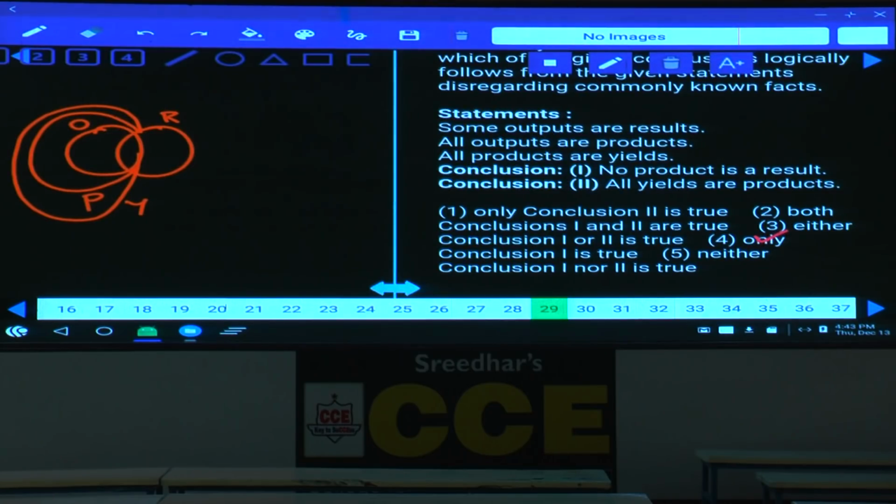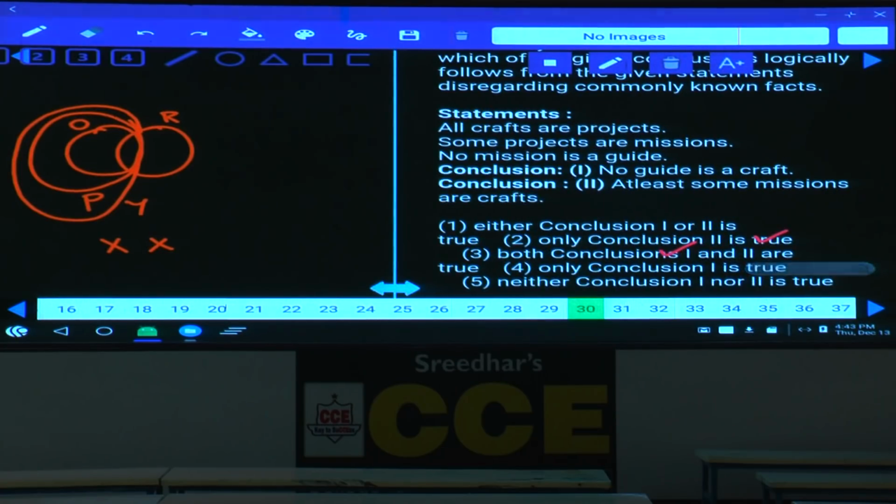The first one, no product is a result. No product is a result is false, because some of the products are results is true. All yields are products is false, because all products are yields is true. Hence, neither conclusion 1 nor 2 follows, neither 1 nor 2, that is given in choice 5. Question number 29, choice 5.